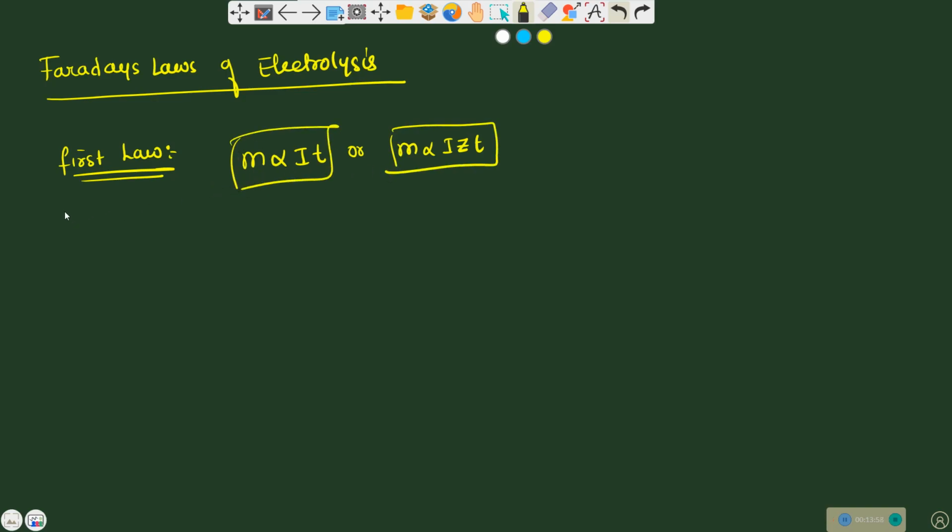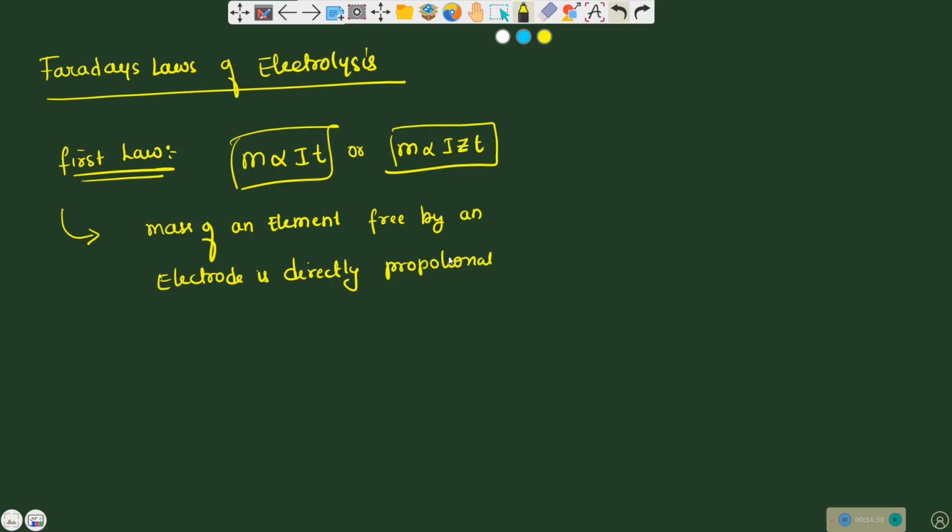So, with the help of this equation we can say that this law states that mass of an element freed by an electrode is directly proportional to the quantity of current flowing through it. Okay. This is first law.